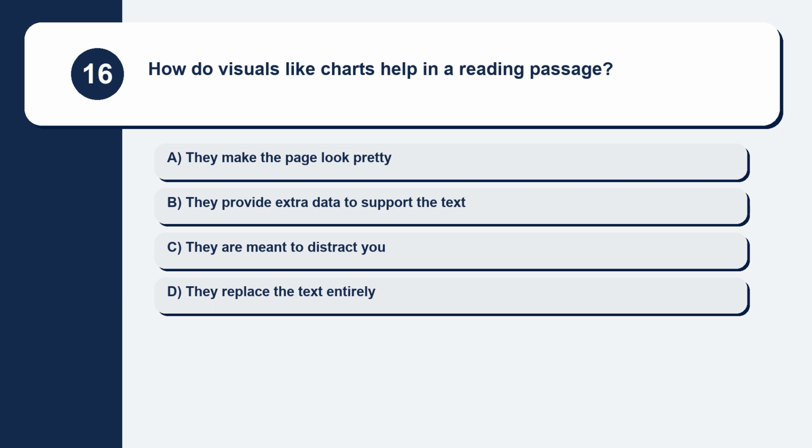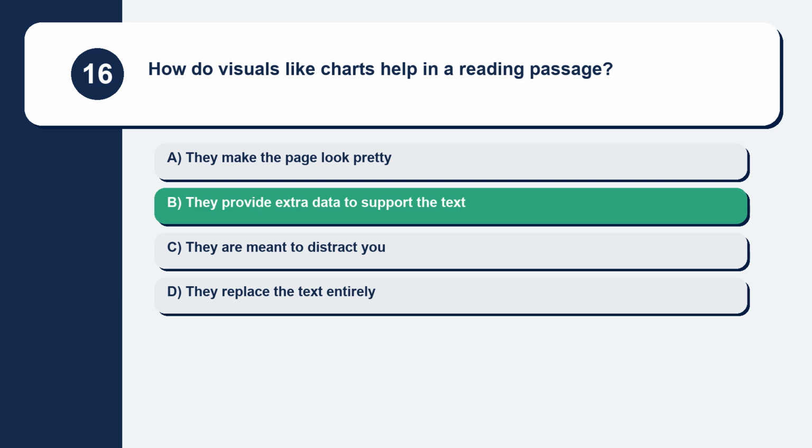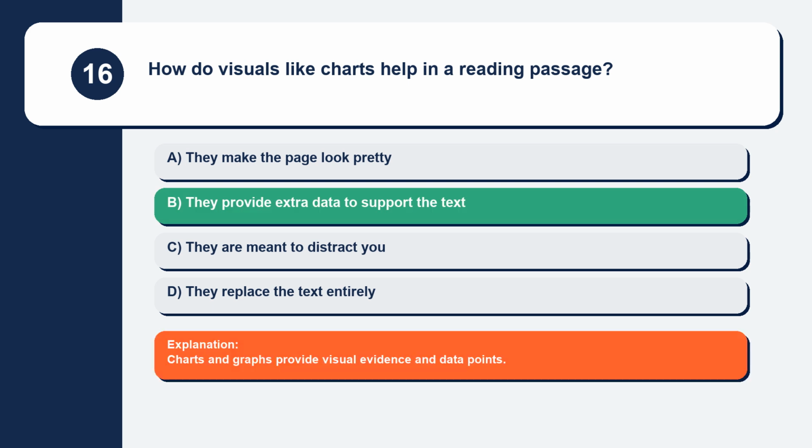Question 16. How do visuals like charts help in a reading passage? They make the page look pretty. They provide extra data to support the text. They are meant to distract you. They replace the text entirely. Charts and graphs provide visual evidence and data points.